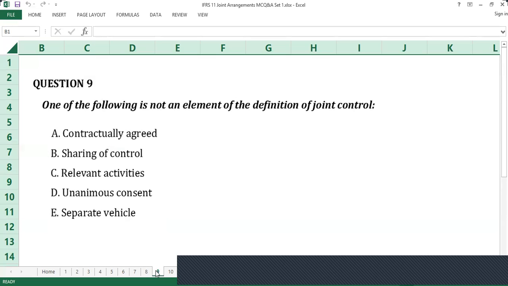Question number 9. One of the following is not an element of the definition of joint control. A, contractually agreed. B, sharing of control. C, relevant activities. D, unanimous consent. E, separate vehicle. Time counts.